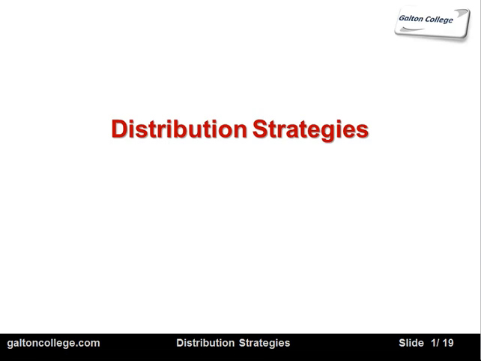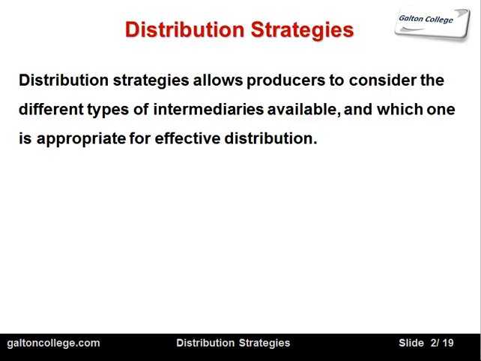In this video we're going to look at distribution strategies. Distribution strategies allow producers to consider the different types of intermediaries available and which one is appropriate for effective distribution. So in effect what we're talking about here is a producer, the final market, and an intermediary between them. This could be a warehouse, for example. And it's the selection of the intermediary that's important. Selection based on experience of the market, expertise, past history, and so on.